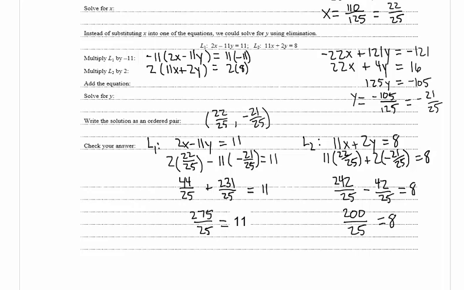So we just verified the ordered pair 22 over 25 and negative 21 over 25 is a solution to our system of equations. And that's all for this video on solving a system of equations using elimination, examples 1 and 2.